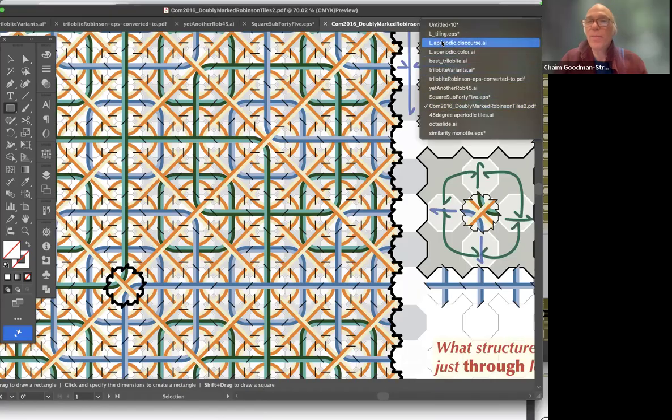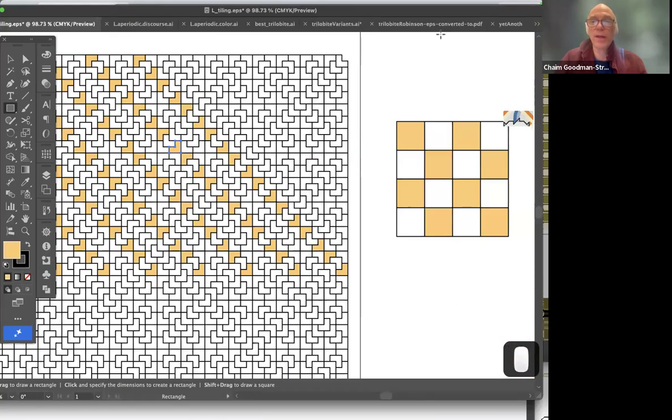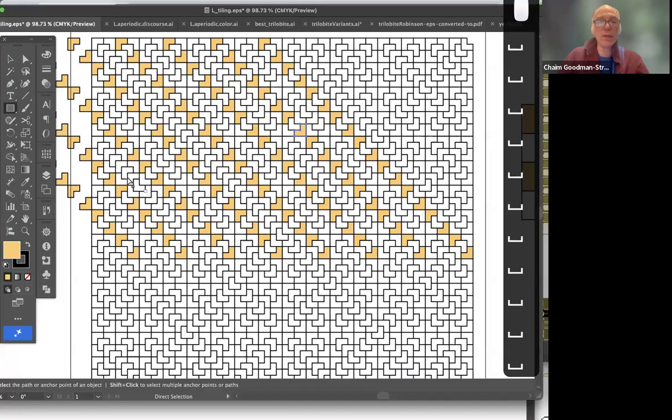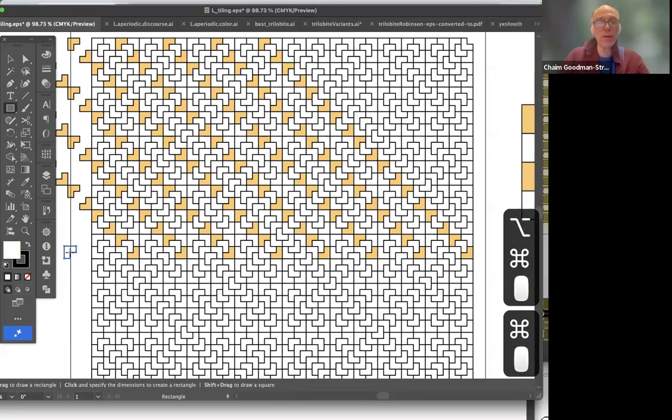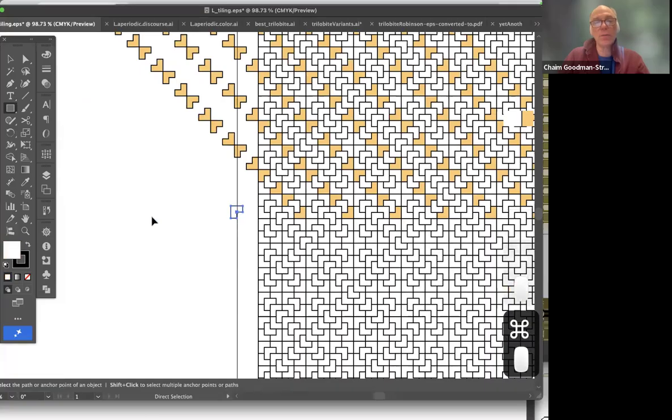So let me show you back up a little bit. Here's another version of the L tiling. And one question that I've been spending a lot of time on in my career is how do we make these L tilings? Can we actually force the structure of these L tilings?